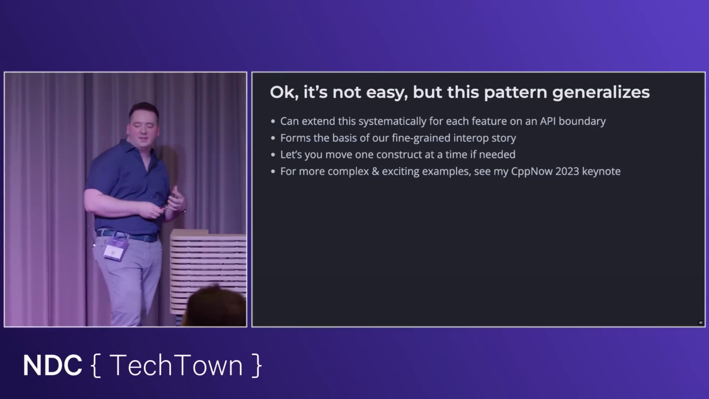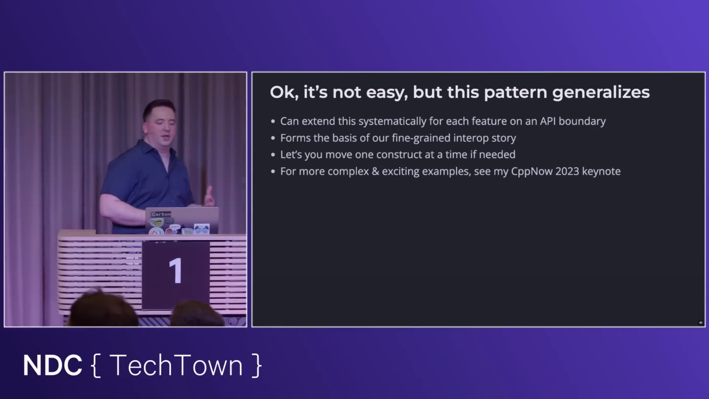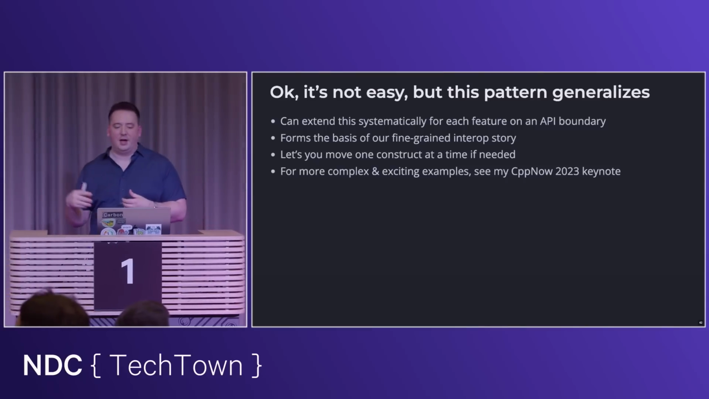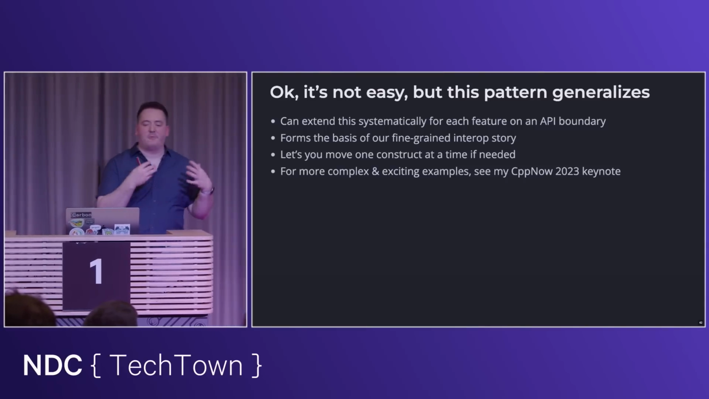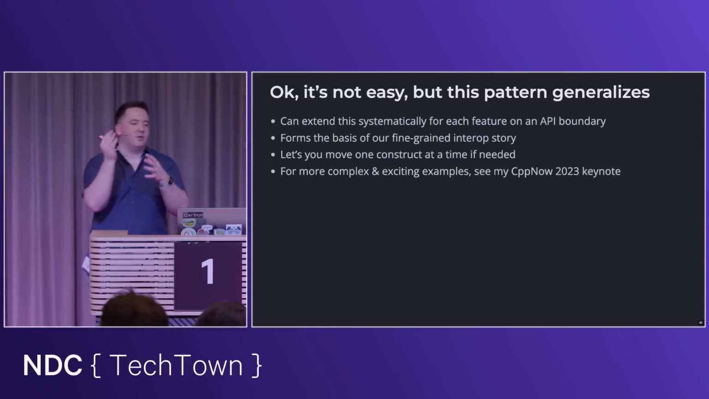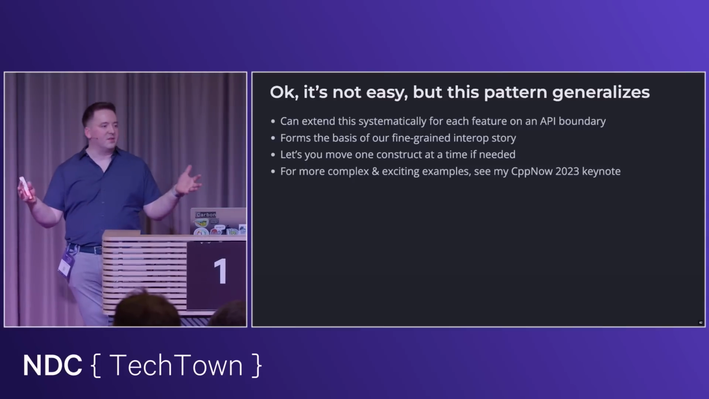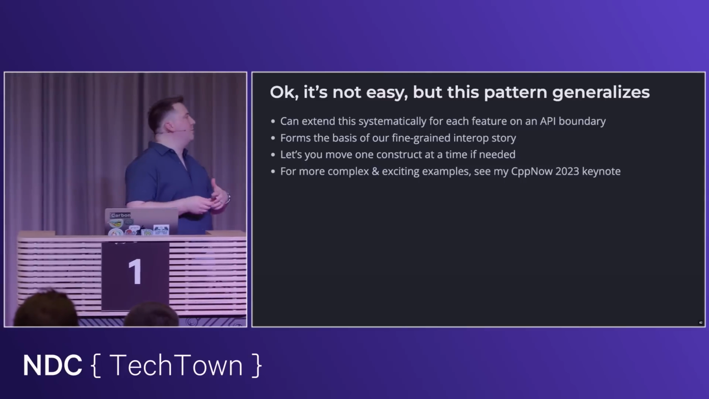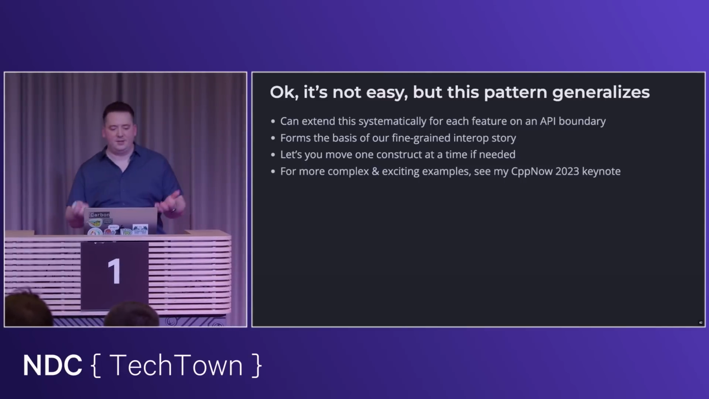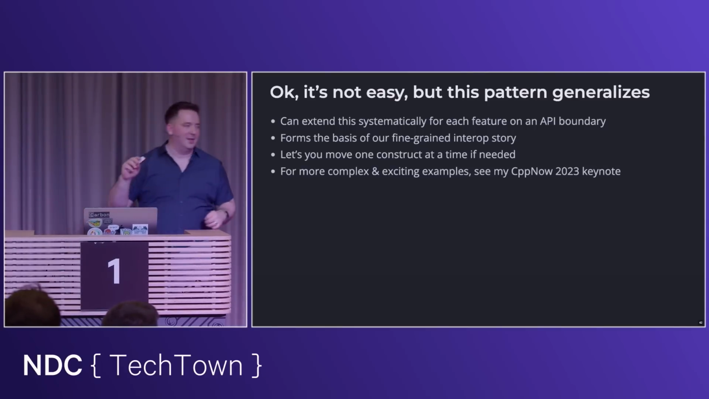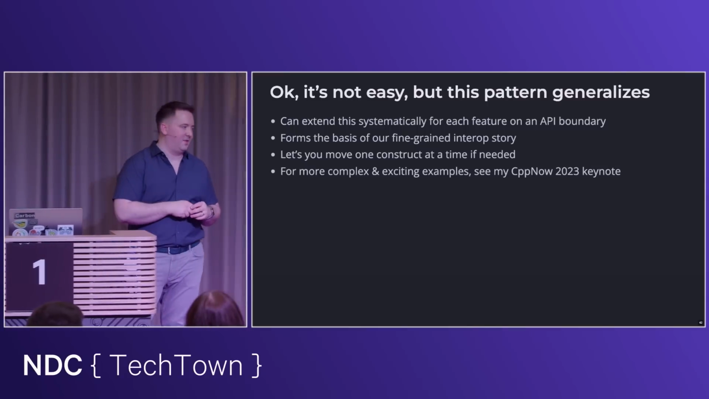And the nice thing for me is that this pattern generalizes really well. We can extend this systematically for each and every feature in the language that can show up on an API boundary. And this is what forms the basis of our fine-grained interop story. Every piece of C++ functionality we need to send across an API boundary, we do something roughly like this. We build all of these little stages, and we actually can move that across the language boundary. Right? And our goal is that you should be able to move one construct across the boundary at a time if needed. Right? And if you want to see some really complex examples that go all the way through virtual functions and templates, I think, in a talk I gave at CppNow last year.